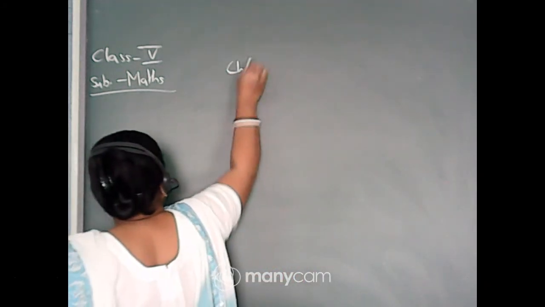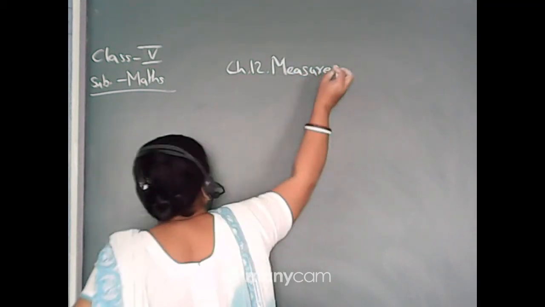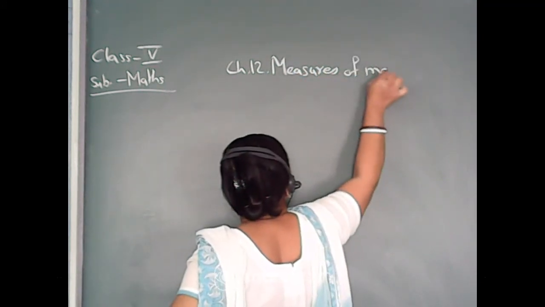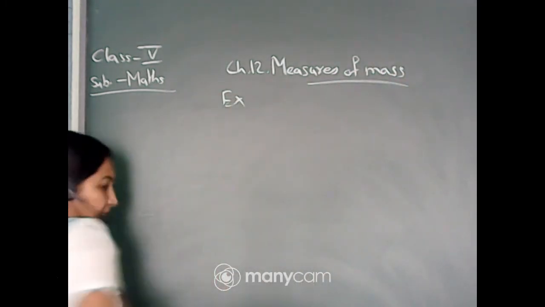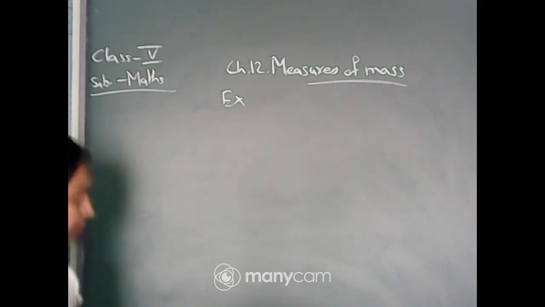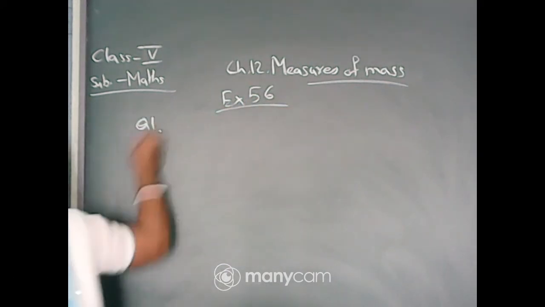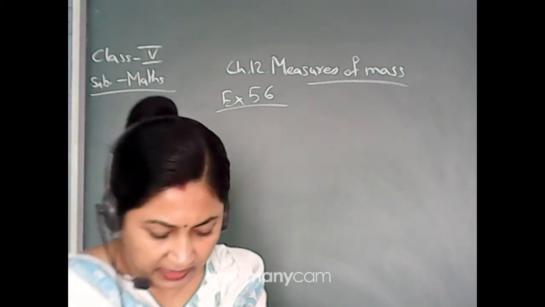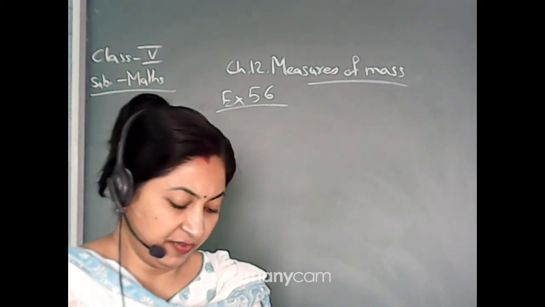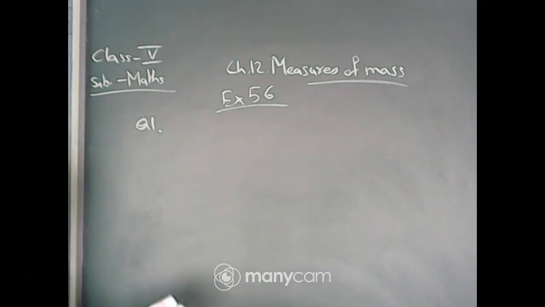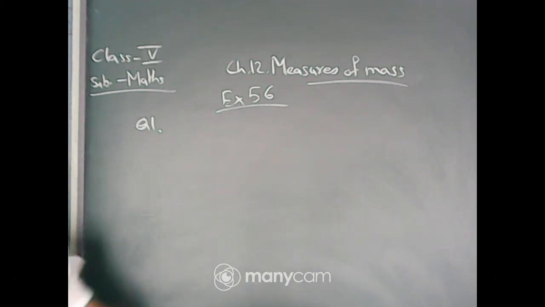This is chapter 12, measures of mass, and exercise 56. The first question. This type of question you have done already, so we will just do one question from each, because it is not new to you, you already know.